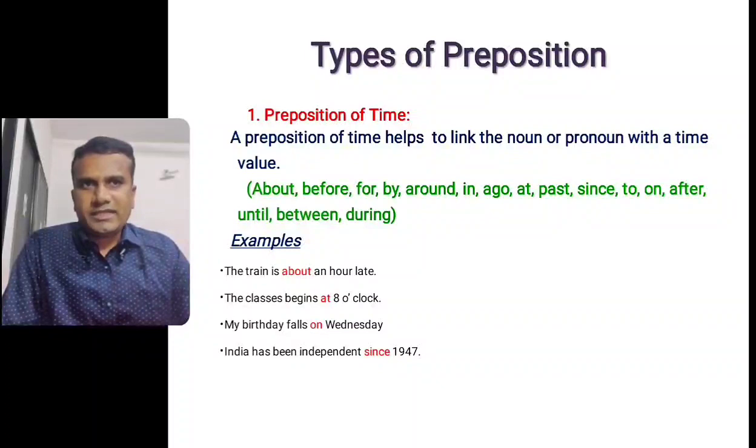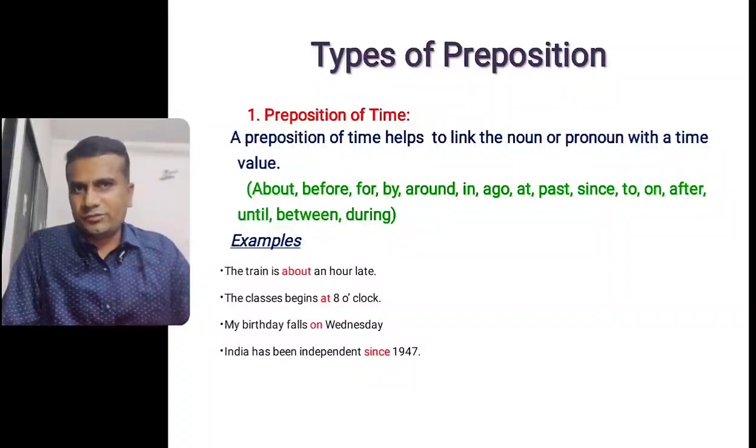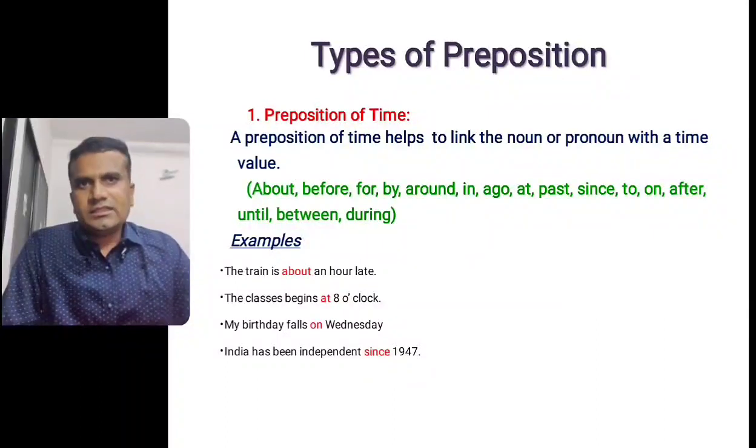A preposition of time helps to link the noun or pronoun with a time value. The examples of preposition of time are about, before, for, by, around, in, ago, at, past, since, to, on, after, until, between, during. See, these are the prepositions of time. Now we will see some examples of how these prepositions are used in sentences.